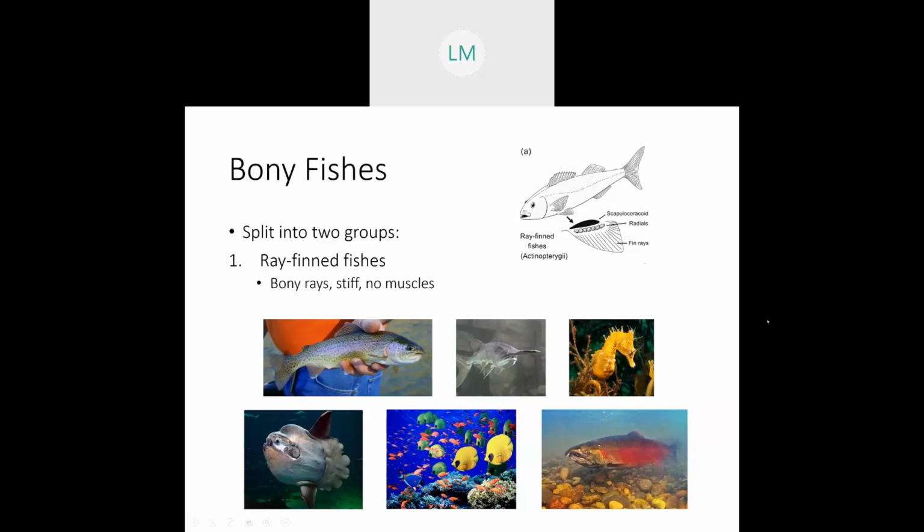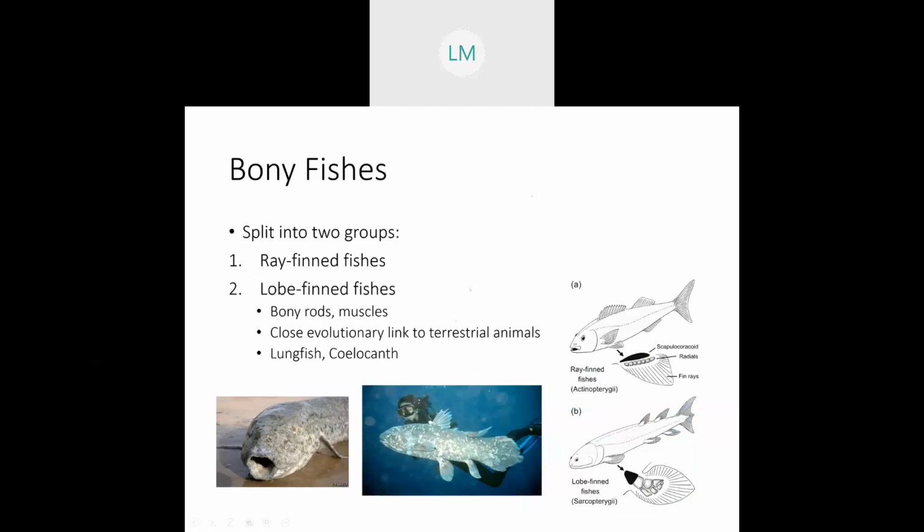The second group is the lobe-finned fishes. So this is the evolutionary link to terrestrial animals. So over here, this is our ray fin from the previous slide. This is now our lobed fin. So you can see how we have these bony rods into the fin. Okay, so we've got this bony projection into the fin. There are muscles in this fin now. So kind of getting that limb-like structure.